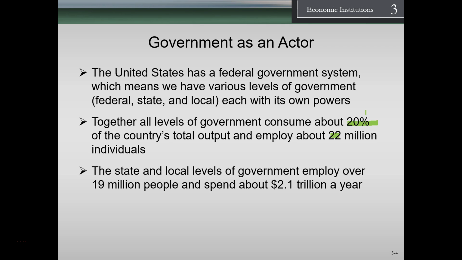The state and local levels of government employ over 19 trillion and spend 1.2 trillion a year. And notice that when we start talking about trillions, that is a huge, huge number. When you think about a trillion, we've got 1,000 billions, and 1 billion has 1,000 millions in it. So when you start talking about trillions, it becomes a number that the human brain has difficulty grasping.